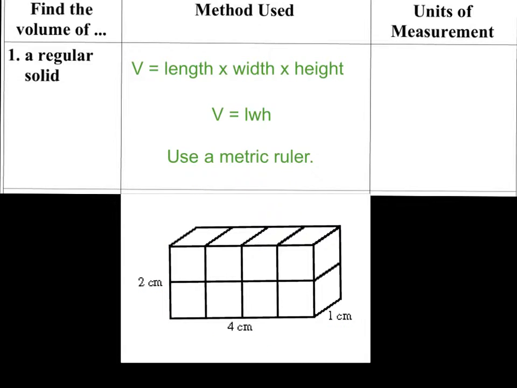So in the method used, we would say volume equals length multiplied by width multiplied by height. Or the way we abbreviate it, and you'd probably see this in math class, is V equals LWH, because if those variables for length, width, and height are right next to each other, that tells me I am multiplying. And obviously the tool that we would use is a metric ruler, because we like the base 10 system.